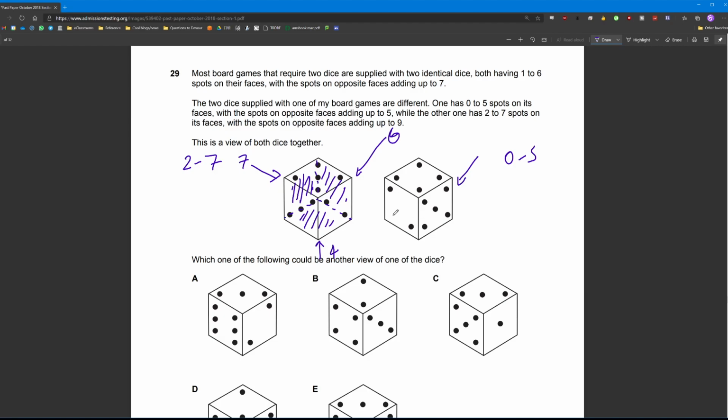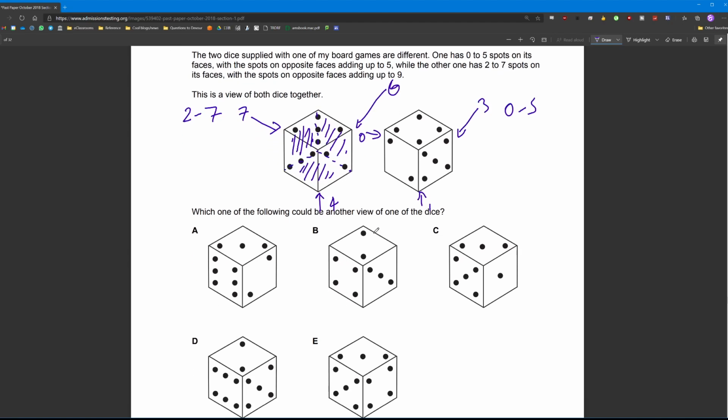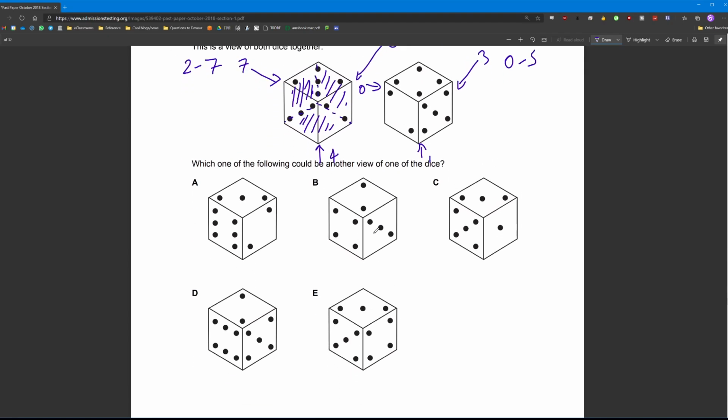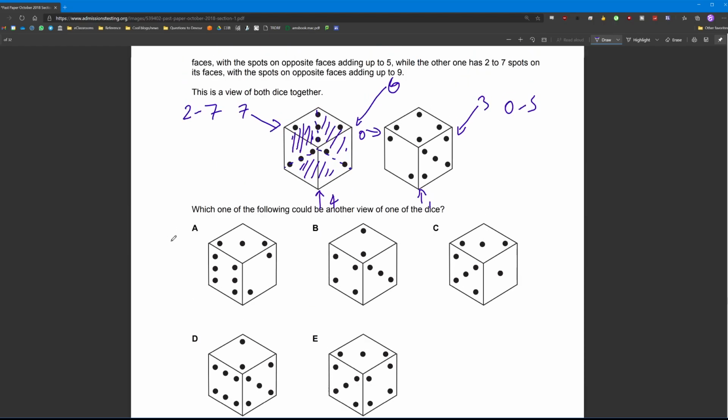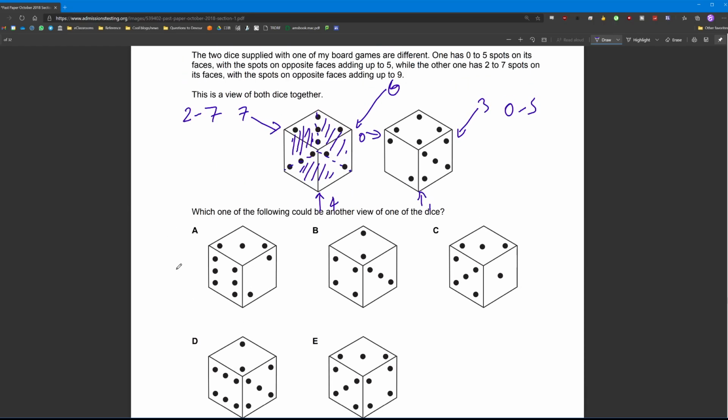So opposite 2 must be 3, opposite 4 must be 1, opposite 5 must be 0. So which of the following could be another view of one of the dice? We test each one against what we think is a valid view of the dice. 6, 3, and 2 cannot be on one corner because, as you can see, they're wrapped around in this shape. They are not connected at all 3 faces, so A is certainly wrong.